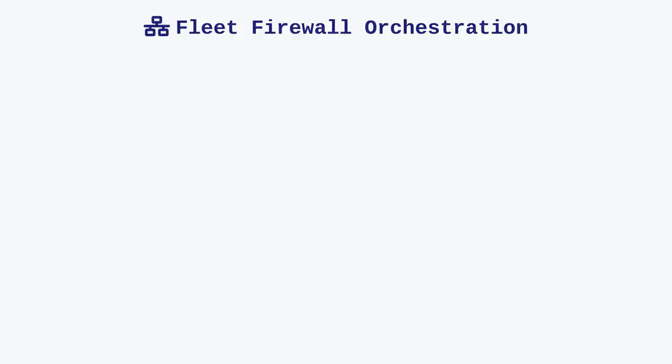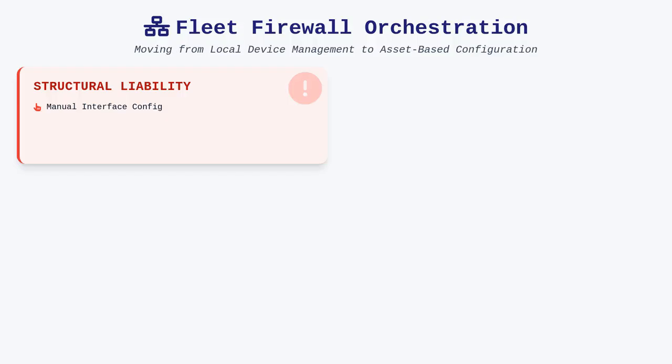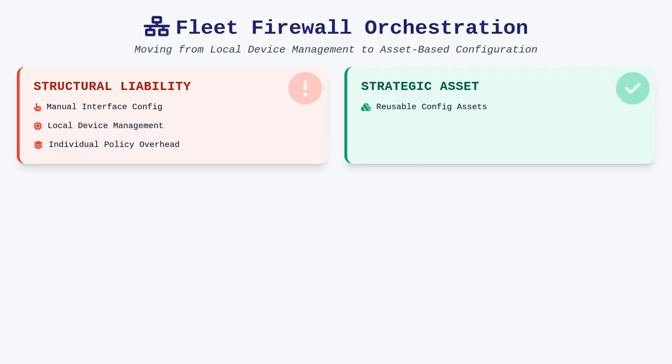When we shift from managing individual firewalls to orchestrating an entire fleet, the concept of manual interface configuration becomes a structural liability. In a distributed environment, you want to move away from local device management and toward a model where configuration is treated as a reusable asset.